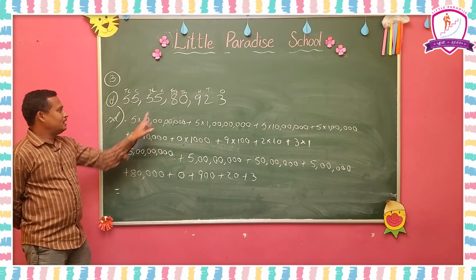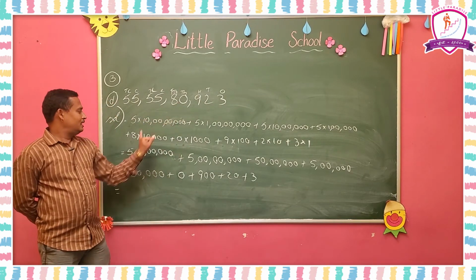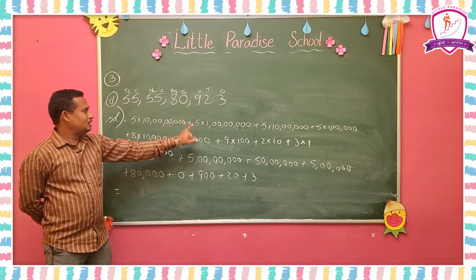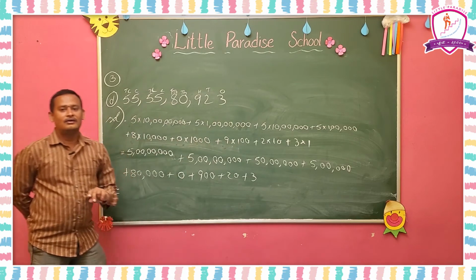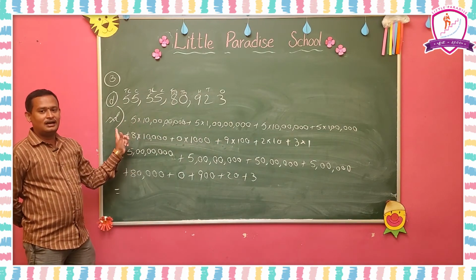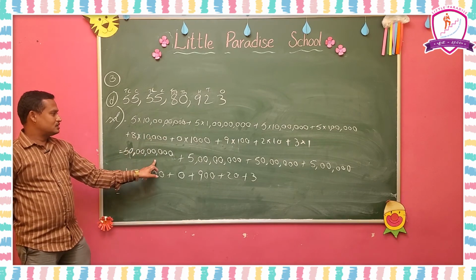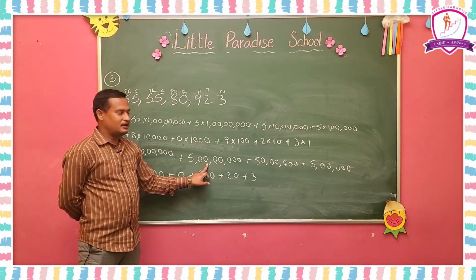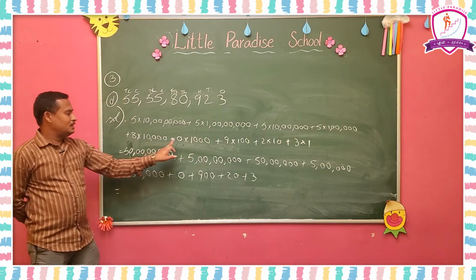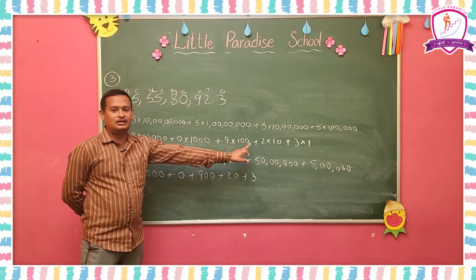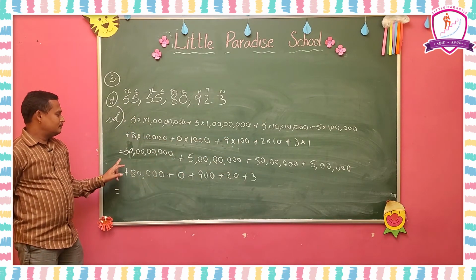Here 8 in 10,000, 0 in 1,000, 9 in hundreds, 2 in tens and 3 in ones. Multiply the digit with the appropriate places. 5 into 10 crores means 50 crores. And next 5 into crore means 5 crores. And 50 lakhs, 5 lakhs, 80,000, 0, 923. You have to write that with the numbers.